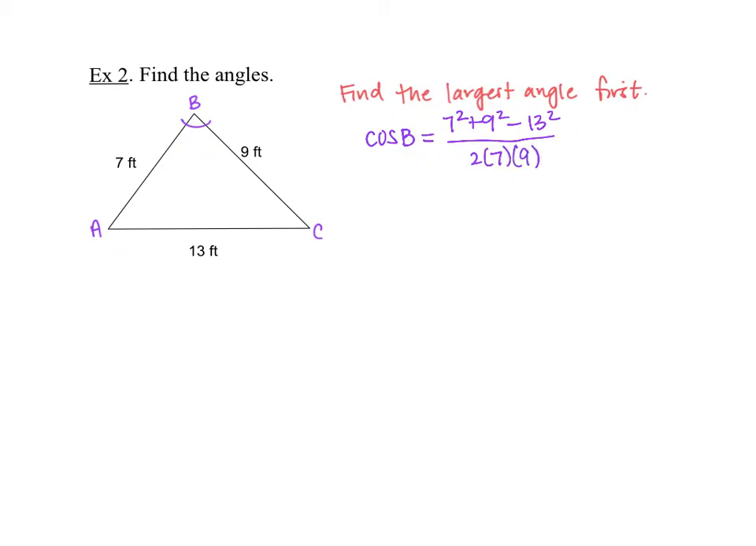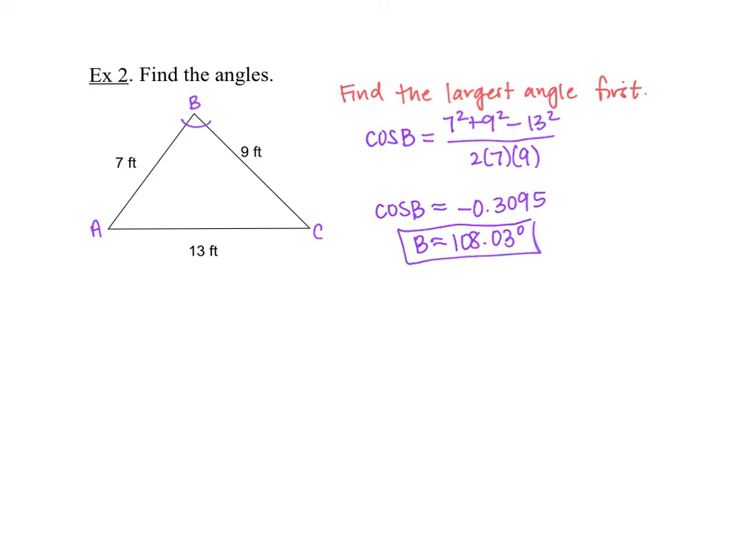Okay, I'm going to put that entire right side into the calculator. The cosine of B is about negative 0.3095. If I do inverse cosine, I get about 108.03 degrees.